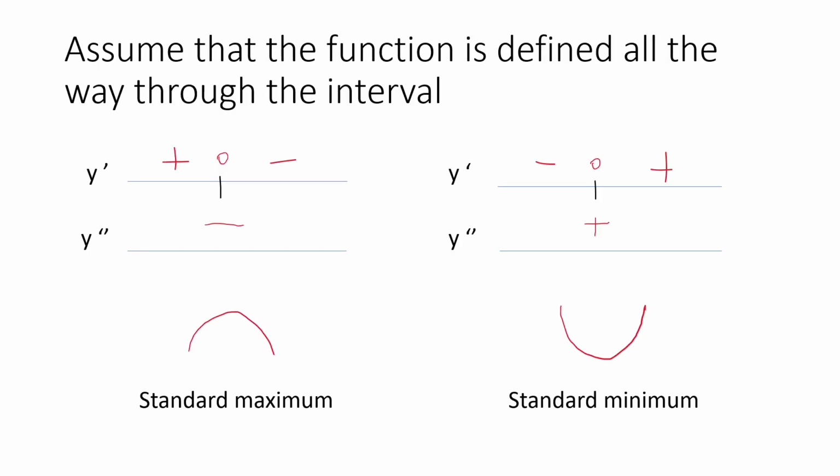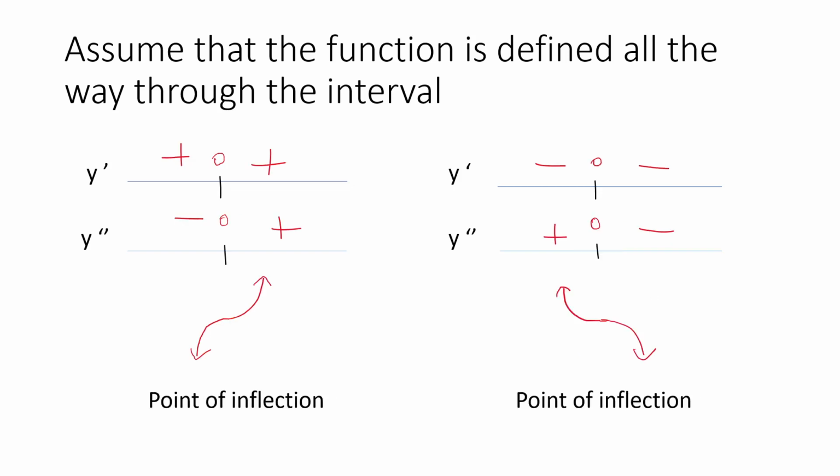Draw your best graph. Now, if we are to assume that a function is defined all the way through an interval, and if we've got a first derivative that's positive, then 0, then negative, and a second derivative that's negative all the way through, in other words, concave down, then we're going to have a curve that looks like what you see at the bottom of the page, what I'll call a standard maximum. Similarly, if our first derivative goes from negative to 0 to positive, but our second derivative is positive all the way through, in other words, the curve's concave up, we're going to have what I call a standard minimum.